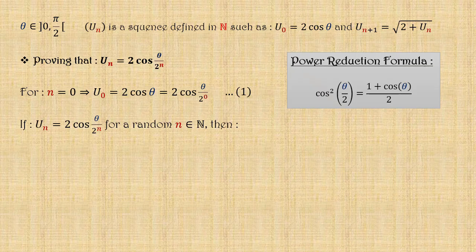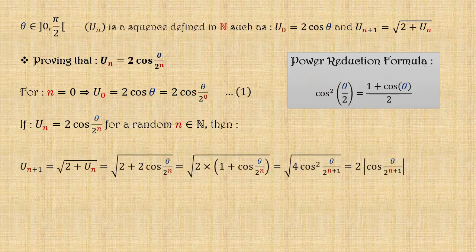Now, if we suppose that un equals 2 times cosine theta over 2 to the power of n for an arbitrary value of n, the term un plus 1 equals, according to the recurring relation that defines the sequence un, the square root of 2 plus un, which would be equal to the square root of 2 plus 2 times cosine theta over 2 to the power of n, which equals the square root of 2 times 1 plus cosine theta over 2 to the power of n.